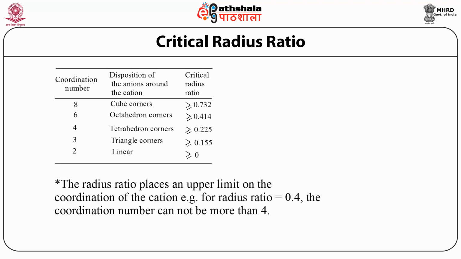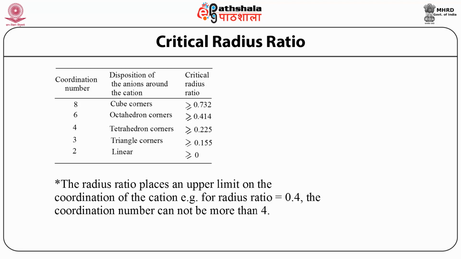The values of the critical radius ratios for the different coordination numbers are in the following table. So you can see that for different coordination numbers, the critical radius ratio changes. For example, if we talk about the coordination number 8, the disposition of the anions around the cation is at cube corners, for which the critical radius ratio is greater than or equal to 0.732. So, the radius ratio places an upper limit on the coordination number of the cation. Thus, for a radius ratio of 0.4, the coordination number cannot be more than 4, as you can see from this table. It is possible to have a smaller coordination number than this upper limit, but the energy of the resulting configuration will be higher.